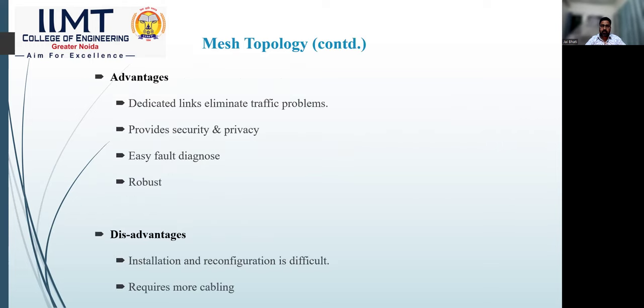If we discuss the advantages of mesh topology, the first one is dedicated links eliminate the traffic problem, means each and every node has a separate link for communication. It also provides more security and privacy as compared to other topologies. And fault diagnosis is very easy and simple in mesh topology, and it is the most robust among all the topologies. However, these advantages also turn into disadvantages, like installation and reconfiguration is very difficult and it is very expensive, as it requires large cabling to provide dedicated links between all nodes on the entire network.